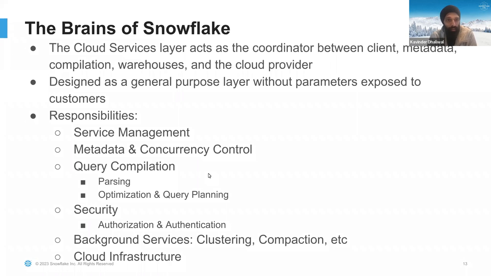The cloud services layer is designed to be a general purpose layer, without parameters to expose to customers. In traditional systems, the equivalent of a cloud services layer would have a lot of configurations, and you can configure it for your workloads and change those configurations as your workloads change. For instance, if you're running ETL at night and online processing during the day, you can set up the system differently. But Snowflake doesn't expose any of those things, as Bowie mentioned, as part of our philosophy around simplicity. It makes the challenge harder on our end in terms of engineering, because the cloud services layer has to be everything to everyone.